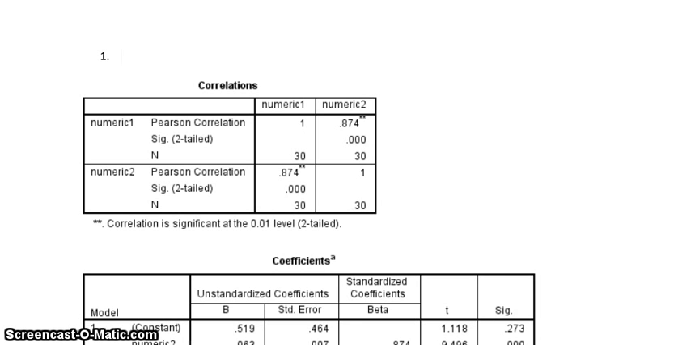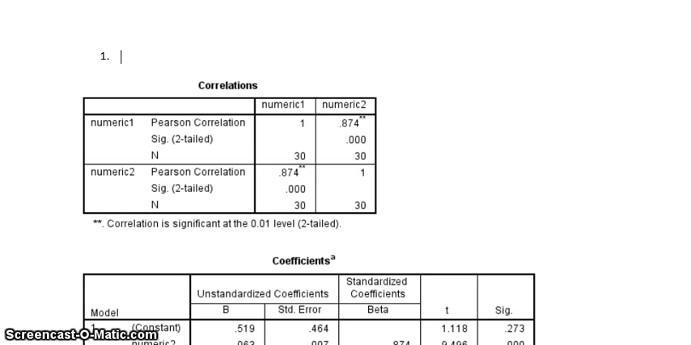Hi, so this short video is just to walk you through an example of looking at how to read SPSS output for correlation and regression, and a similar example for chi-square test for independence.